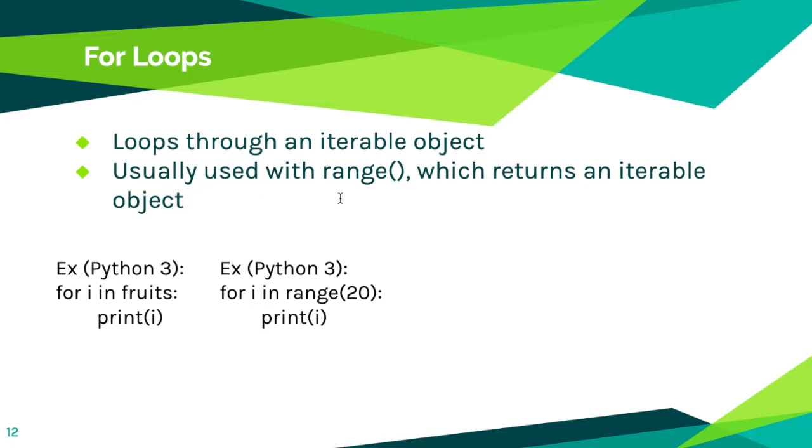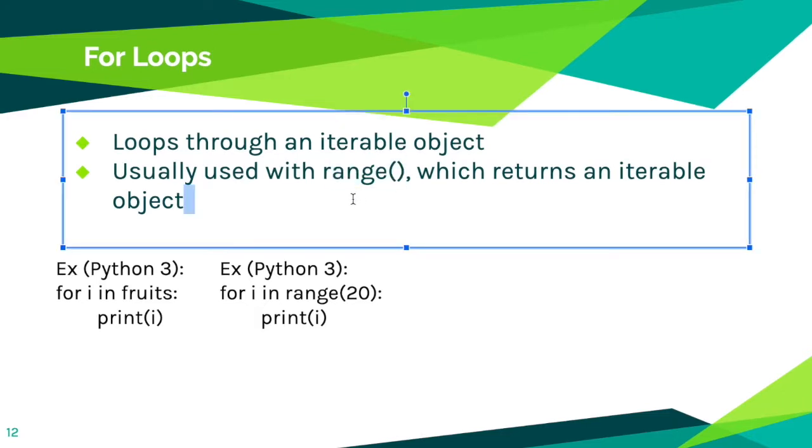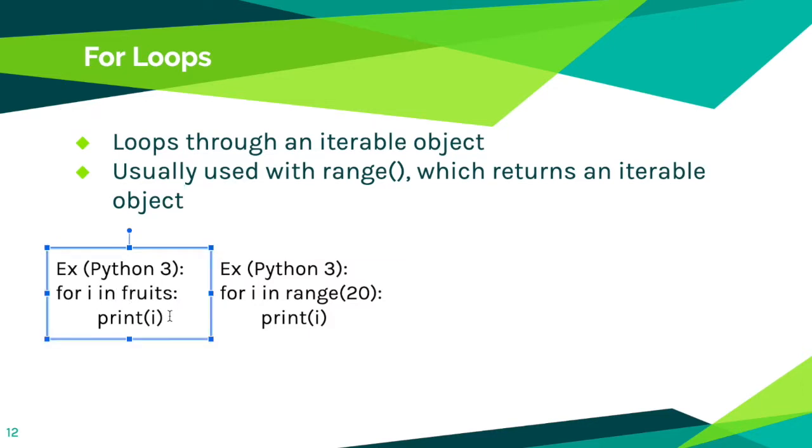For loops are also usually used with range. And this range function actually returns an iterable object. So if you look at the example, for i in fruits, print i. Fruits, there's probably going to be oranges, banana, or something in there.